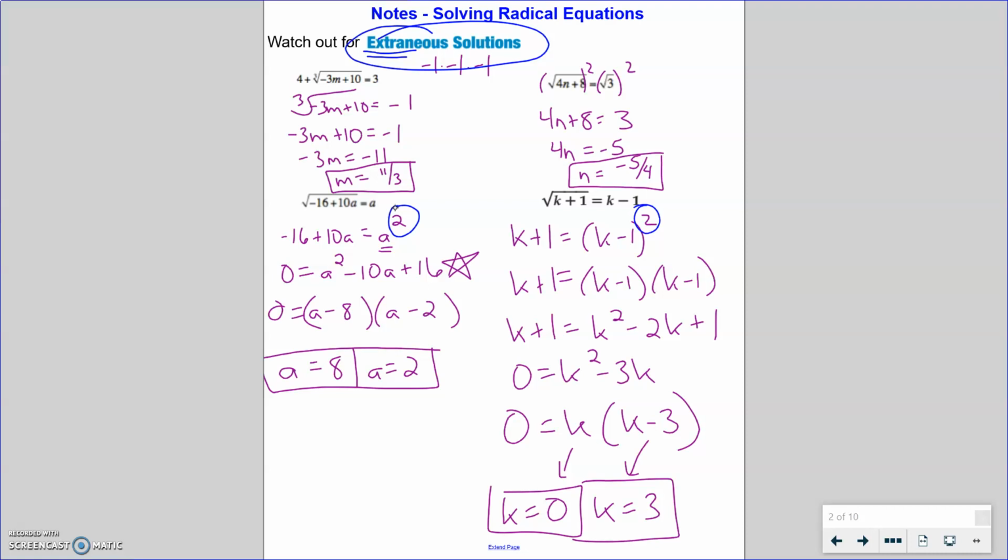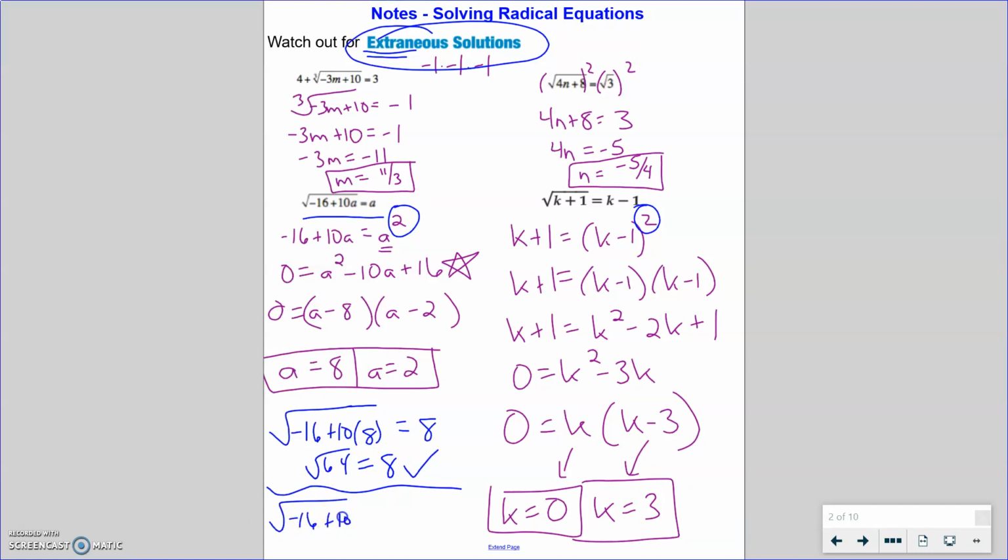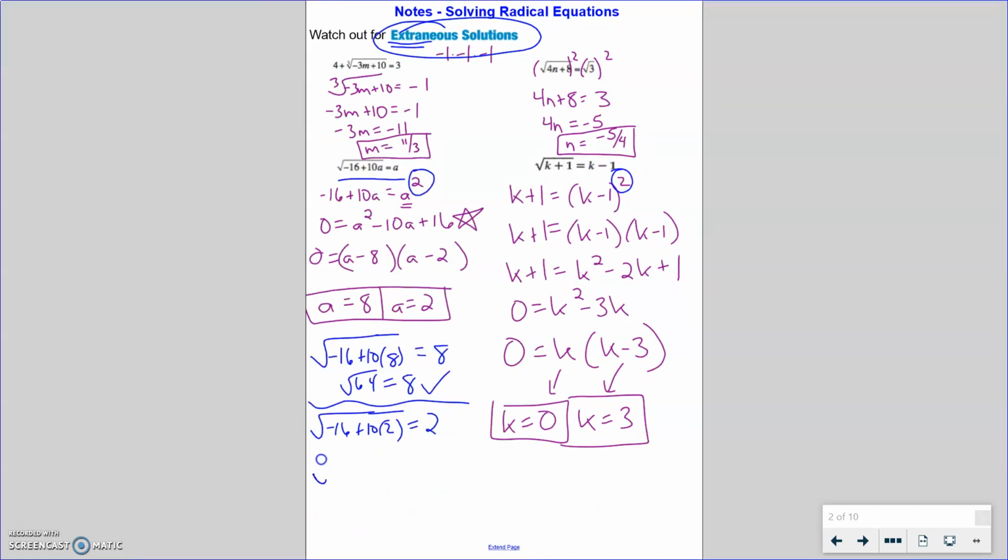So for example, for this one right here, if I plug 8 back in, I get negative 16 plus 10 times 8 is equal to 8. So that's negative 16 plus 80, which is square root of 64. And square root of 64 is 8, so we're good. So what if I plug in 2? Negative 16 plus 10 times 2 equals 2. So negative 16 plus 20, that's 4. So that one works and we're okay.